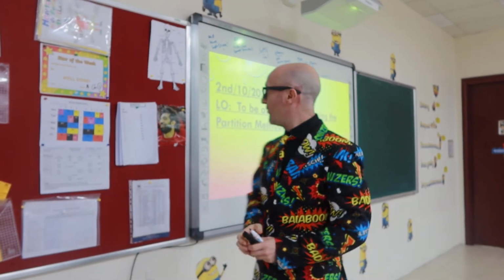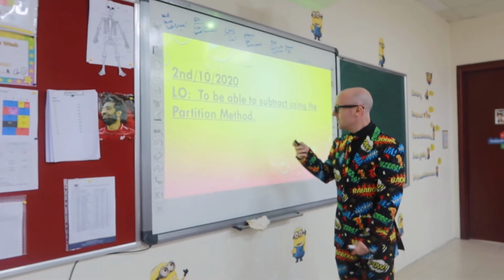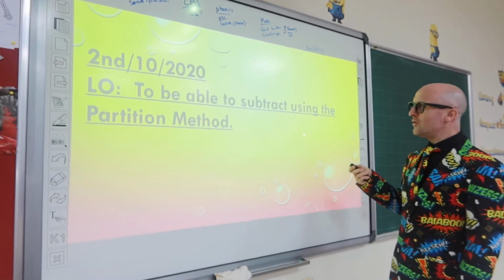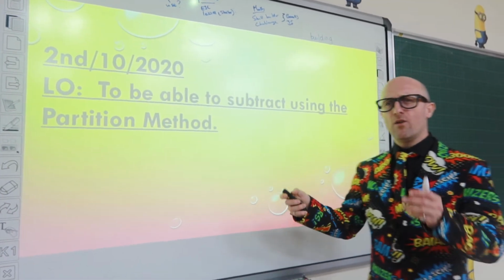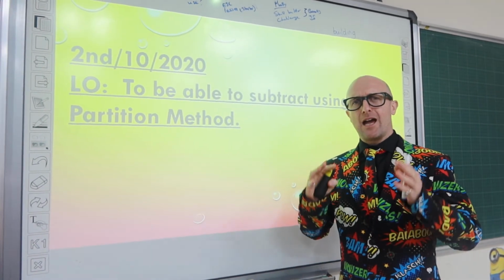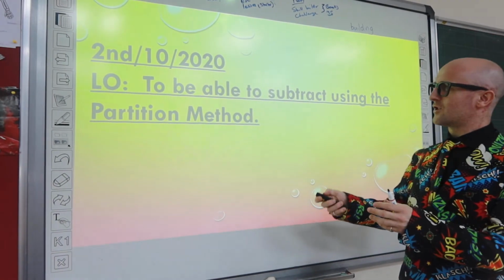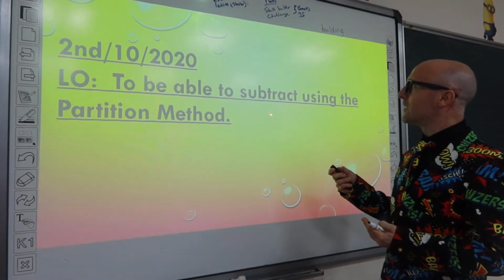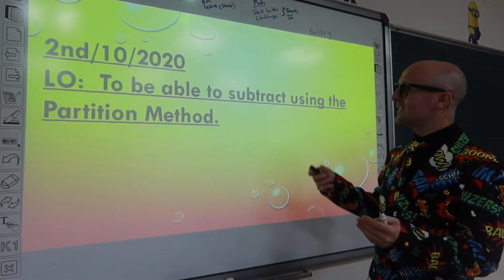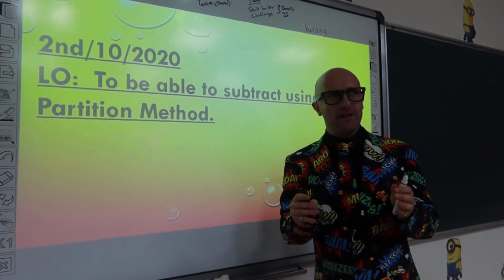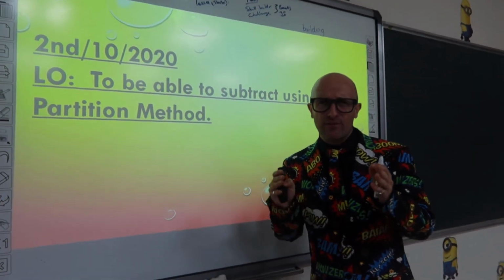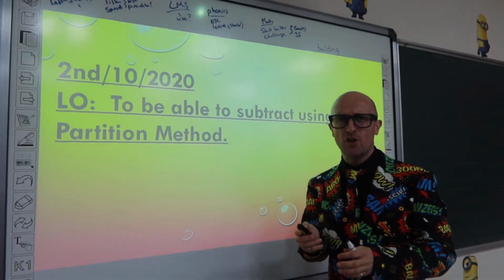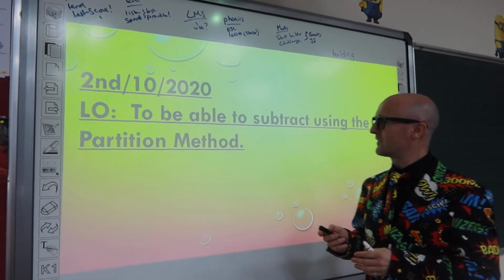Today what we are going to be learning about is how to subtract using the partition method. I did show yesterday how to use the partition method for addition, or adding. That's very easy. So today we're going to be looking at subtracting, taking away. This can be easy, but in some instances very, very difficult. So I'm going to show you a Kapow Wow way how to do it.